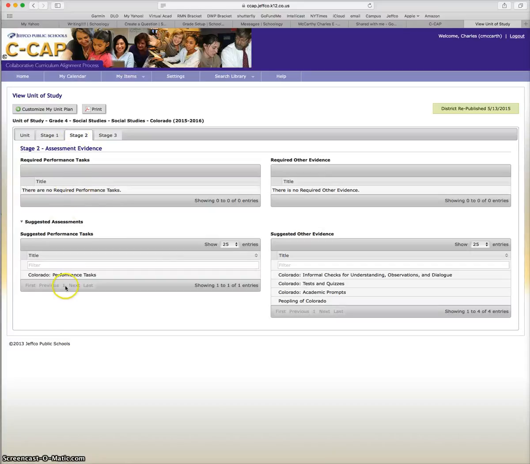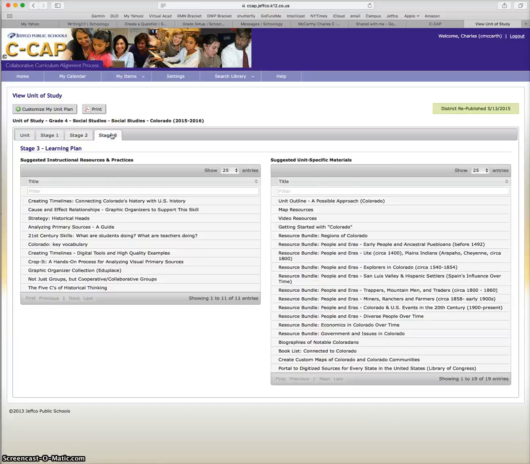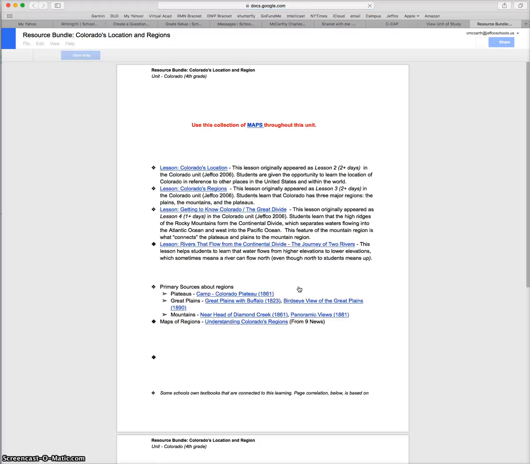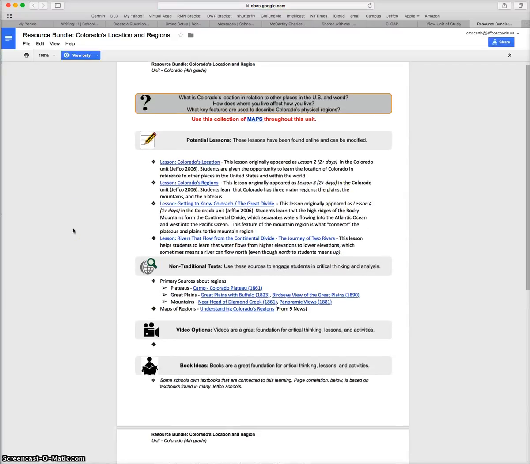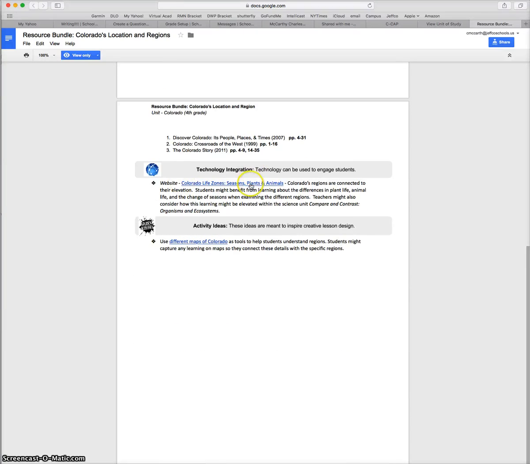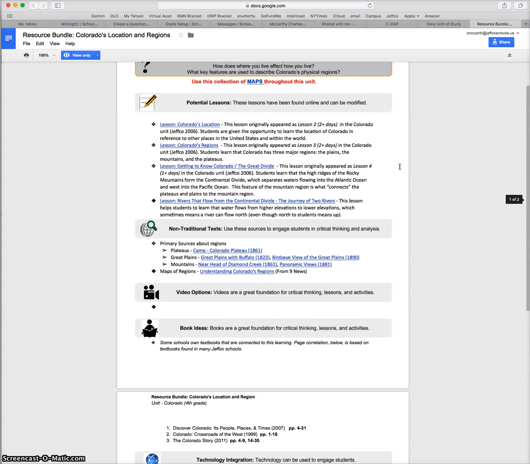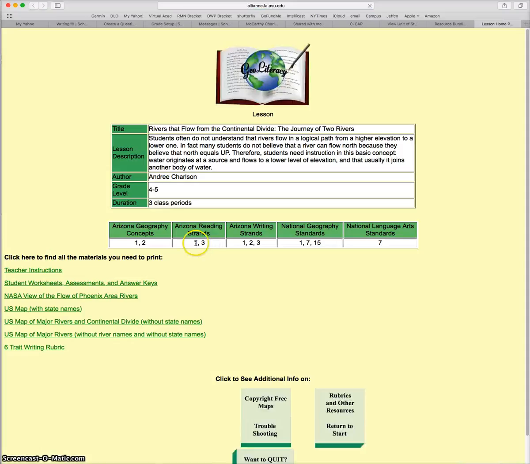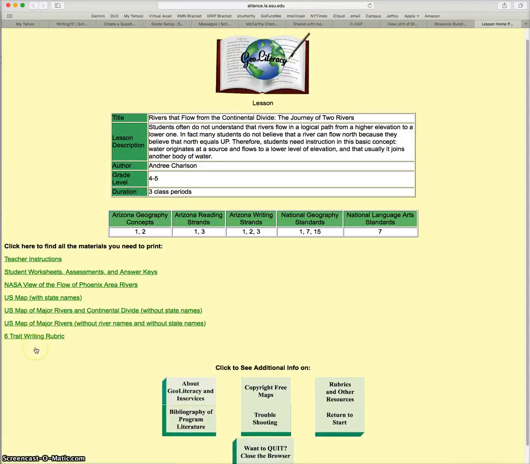In stage 2, they don't really have much in here. They have some suggested other evidence. I haven't even clicked on any of those. I'm not quite sure what that is. I spend a lot of time within here, but notice they have the resource bundles. In the resource bundles, if you were to pick regions of Colorado, social studies spends a lot more time on this. You get Google Docs. A lot of times there are hot links to websites where you can get information. Sometimes there's lessons that are already put together, and then these can be longer with lots of different things.